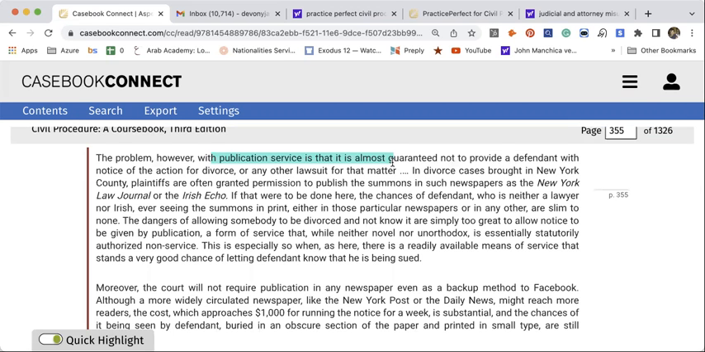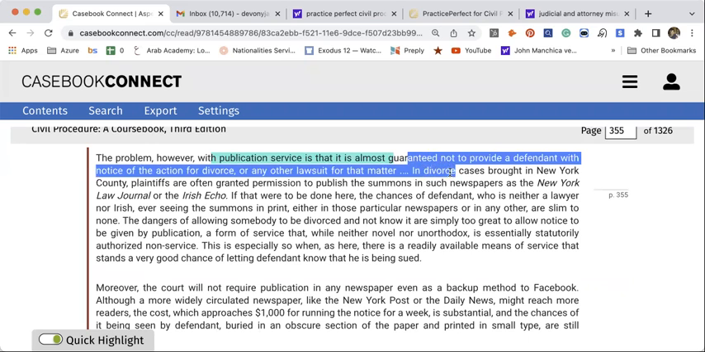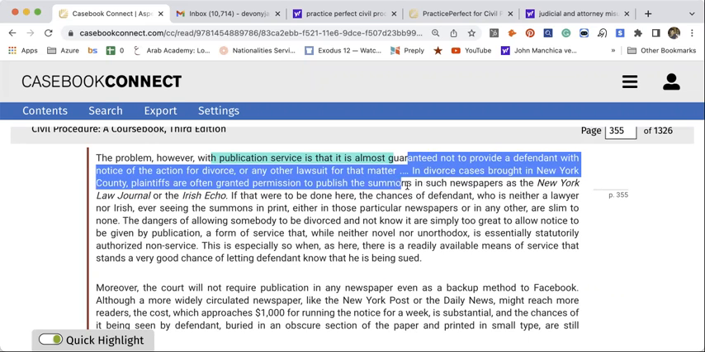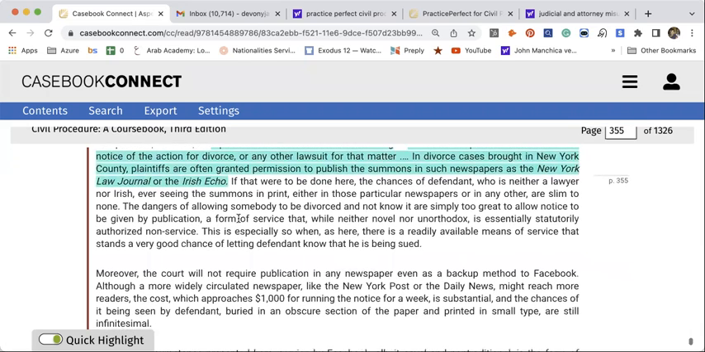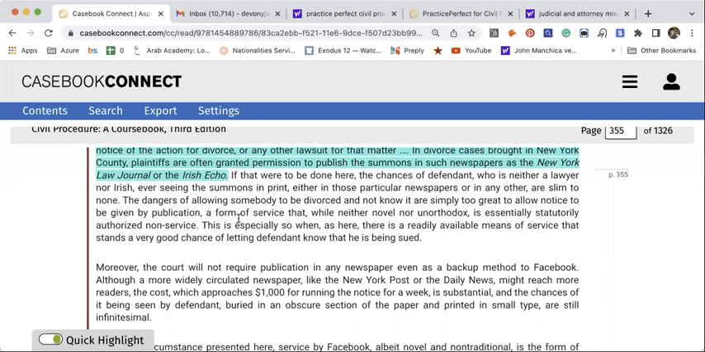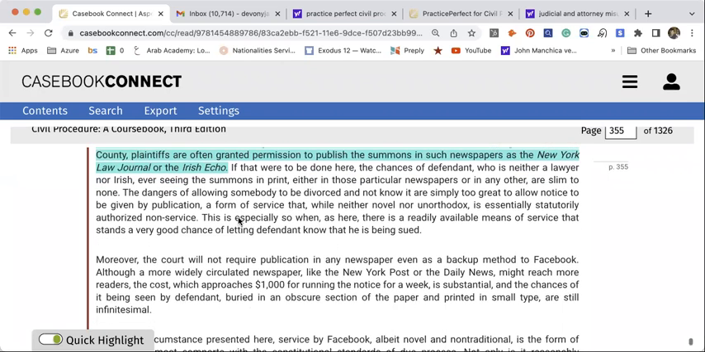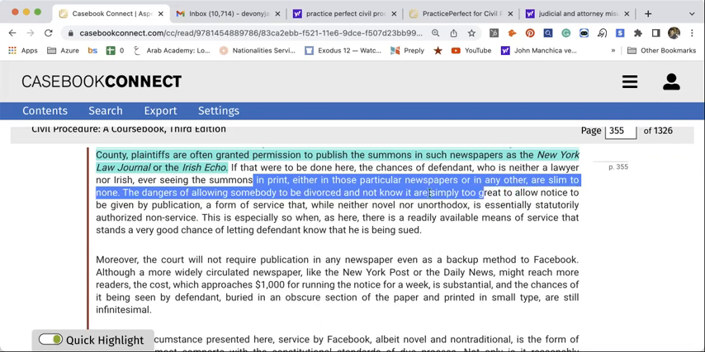In divorce cases brought in New York County, plaintiffs are often granted permission to publish the summons in such newspapers as the New York Law Journal and the Irish Echo. If that were to be done here, the chances of a defendant who is neither a lawyer nor Irish seeing the summons in print in either of those particular newspapers or any other are slim to none.